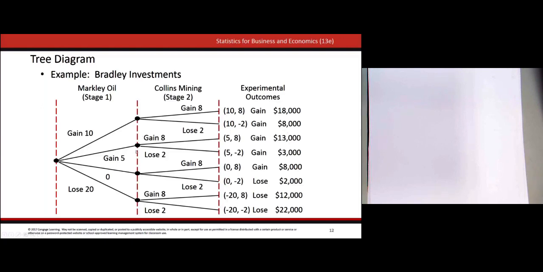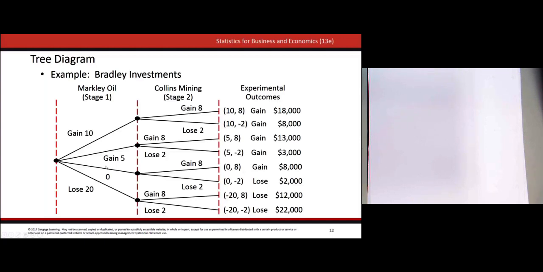Or you gain 5 from Mark Lloyd, gain 8 from Collins, 5, 8. The first number belongs to Mark Lloyd, the second belongs to Collins Mining. If this happens, then you are gaining $13,000 from this investment. Or you are gaining 5 from Mark Lloyd, lose 2 from Collins Mining, which is 5, negative 2. This means gain 5 from Mark Lloyd, lose 2 from Collins. And if this happens, then you're still gaining 3,000 total from the investment.